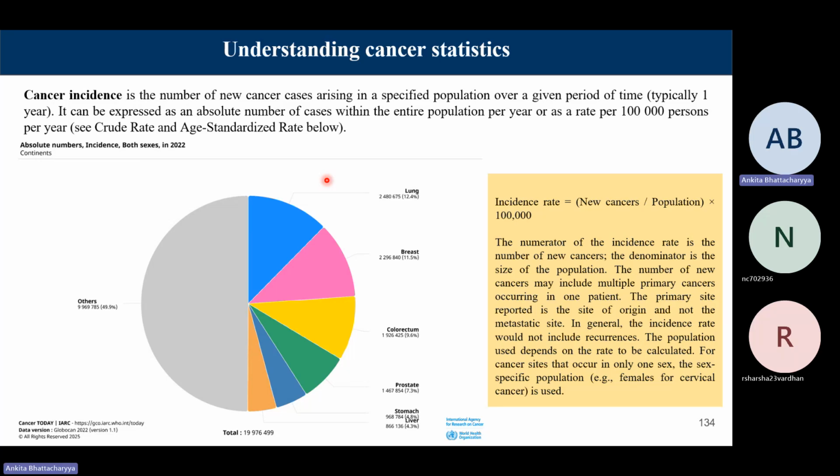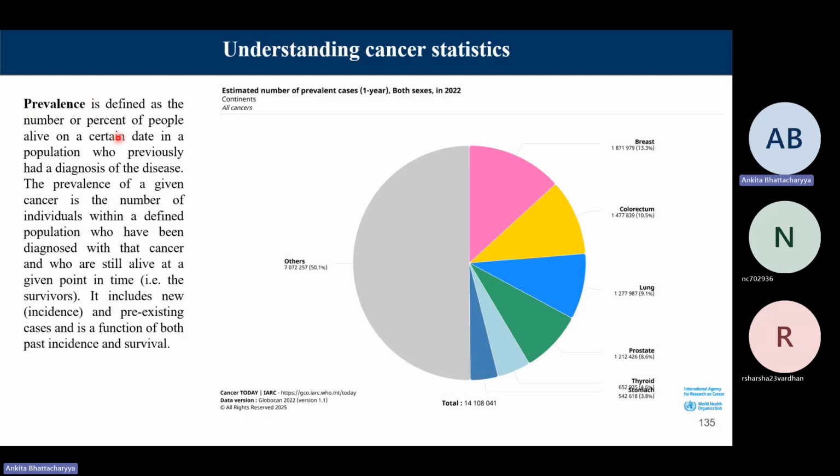However, you have to understand that there's a very key difference between those two terminologies, especially in the context of cancer. For that reason, here you'll see that cancer prevalence is mentioned very separately, and it's a completely different statistic used to explain the abundance of a particular disease in a particular population in a particular period of time. Prevalence, on the other hand, is defined as the number or the percentage of people who were alive on a certain date in a population who previously had a diagnosis of the disease.